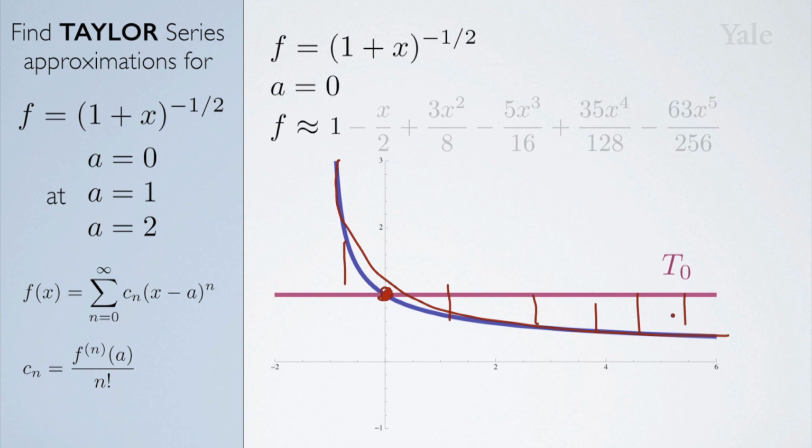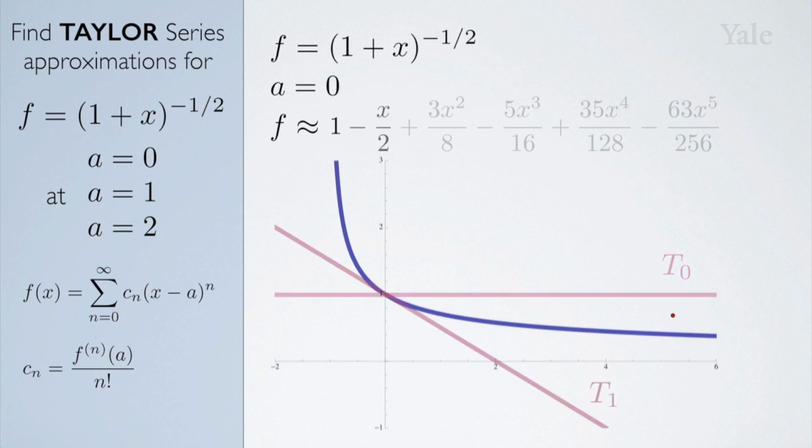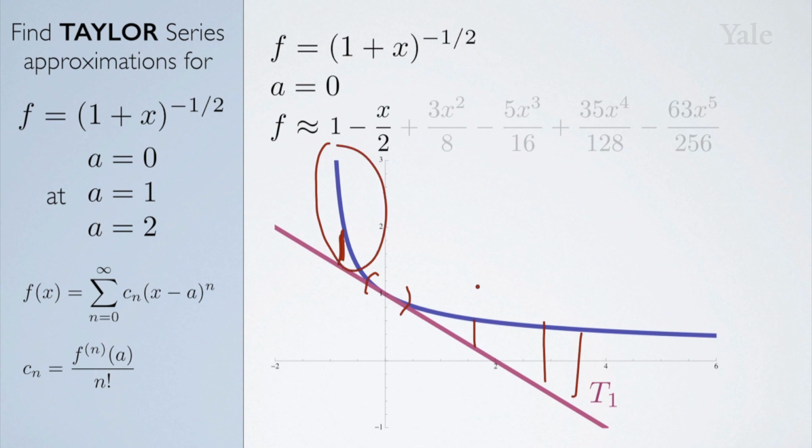So we do what you always do, right? You add another term. 1 minus x over 2 is T sub 1. And the nice thing is we see more accuracy in a wider domain here. But we still have problems with error when we get away from the center. It's great close to the center, poor as we move away. And in fact, if we look at the bendiness of the function, how fast it's decreasing here versus how fast it's decreasing here, we can see that quickly on the left, we have pretty big errors very quickly.